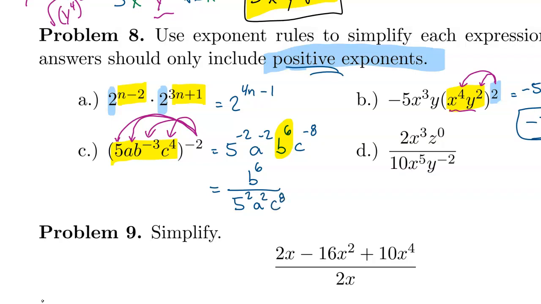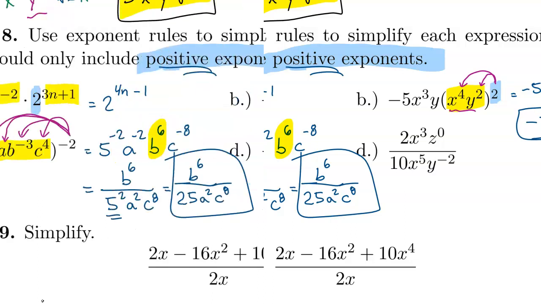And let me just simplify this one bit more. 5 squared is a perfectly fine way to write that number, but it's a pretty small number if we actually multiply it out. So let me write that as 25. A squared c to the 8th. 25 in the denominator. And that's our result. b to the 6th over 25 times a squared c to the 8th power.